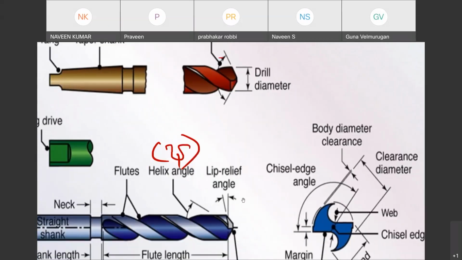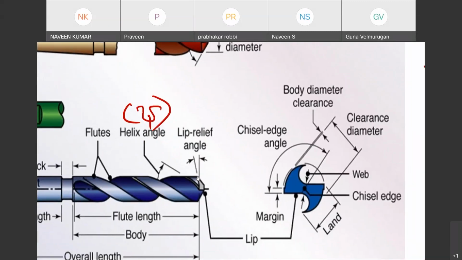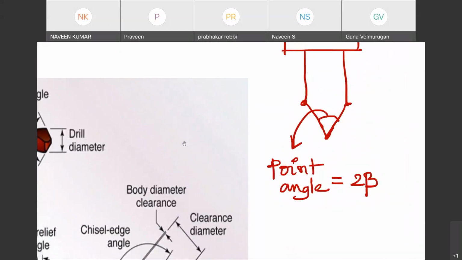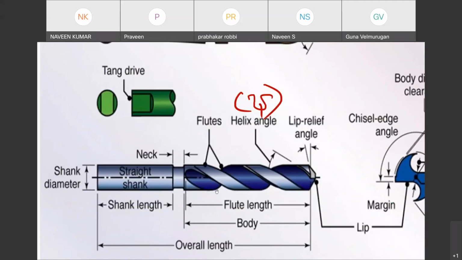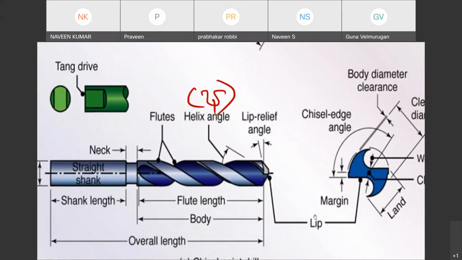What is twist? Twist is nothing but helix, and that is what is called the helix angle. Very important. And these are called flutes, if you have seen. Here there is some kind of a ground surface, and that is known as the lip relief angle, but these are not very important. Important points are the helix angle and the point angle. Very important. This is the tool diameter, point angle, shank, neck, flute body, overall length.